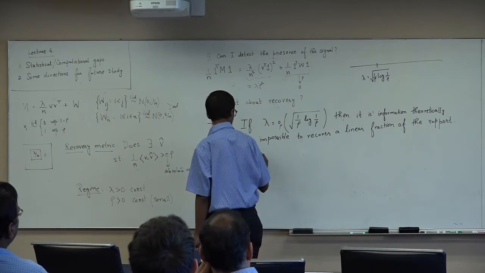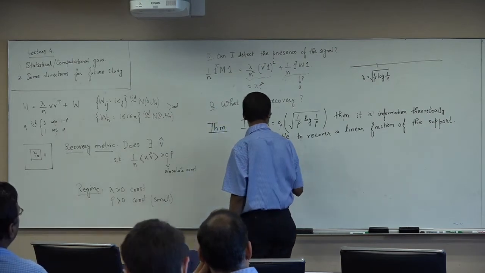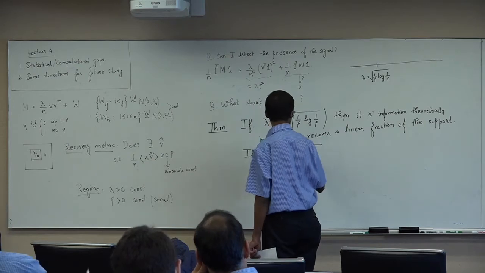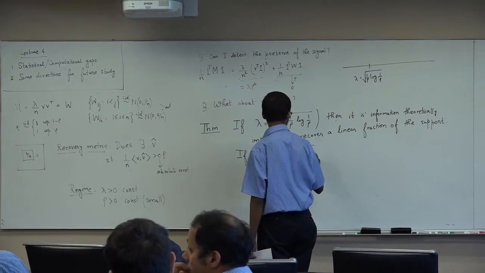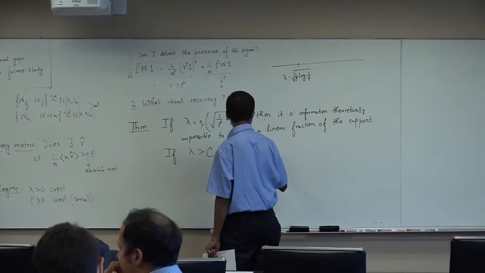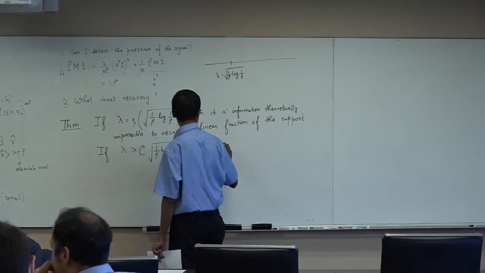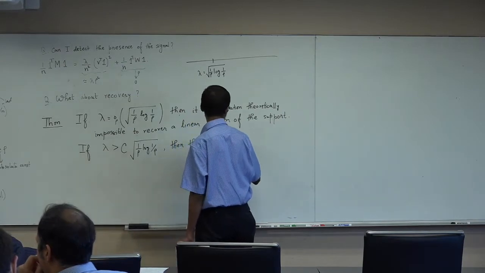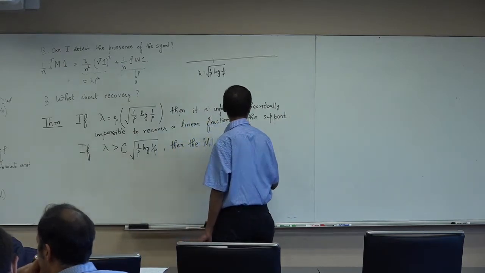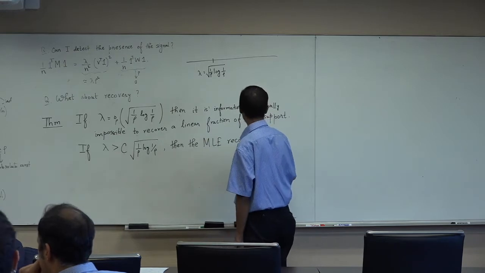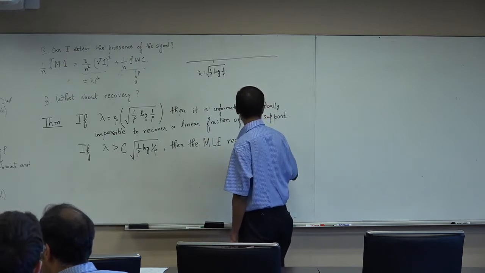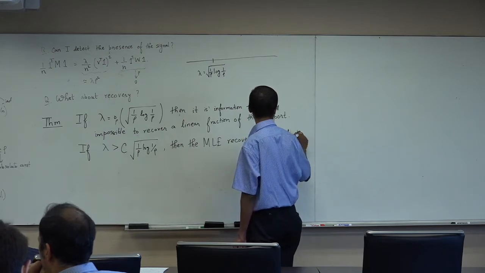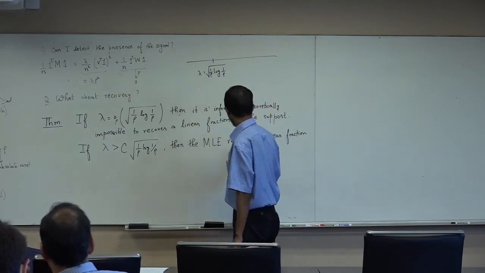If lambda is bigger than some big constant, let's say, times this quantity, then the MLE recovers a linear fraction of the support.